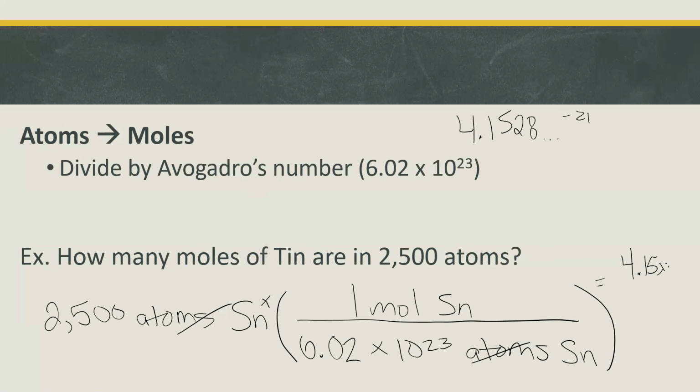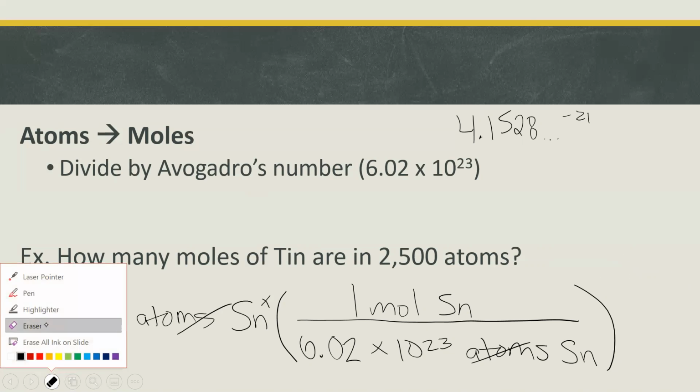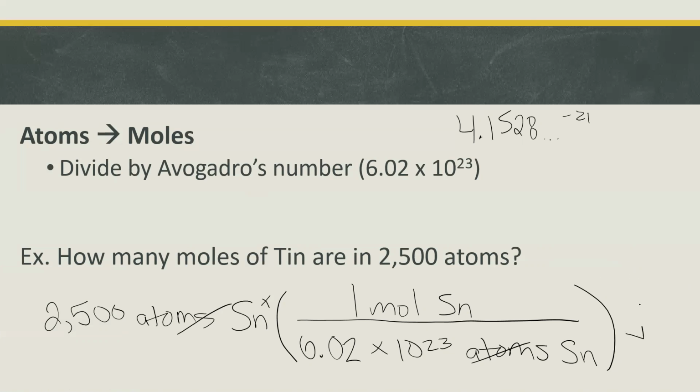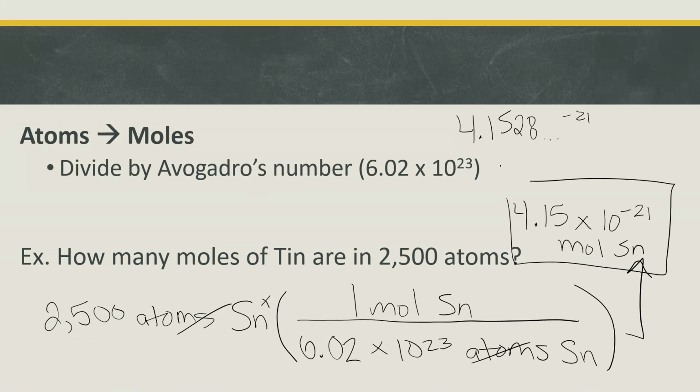4.15 times 10 to the negative. Let me rewrite that. It's all sloppy. I'll write it up here. 4.15 times 10 to the negative 21 moles of tin. That's my final answer. Once again, if you're having issues typing into your calculator, if you at least show me the work, you're going to get most of the credit.